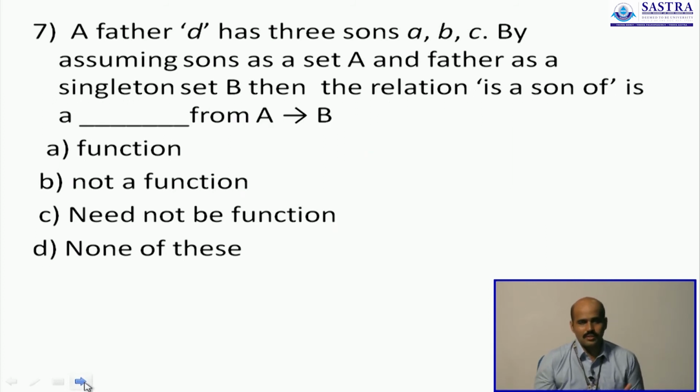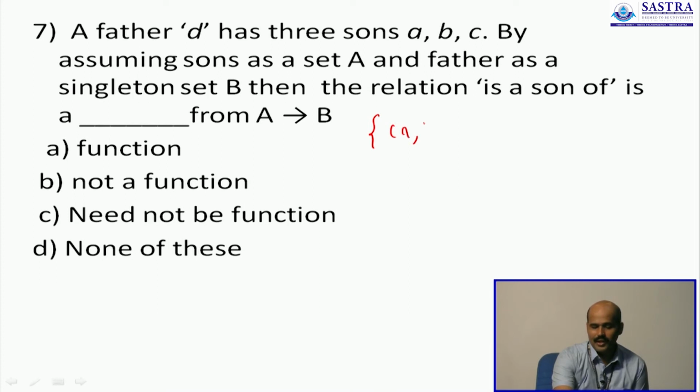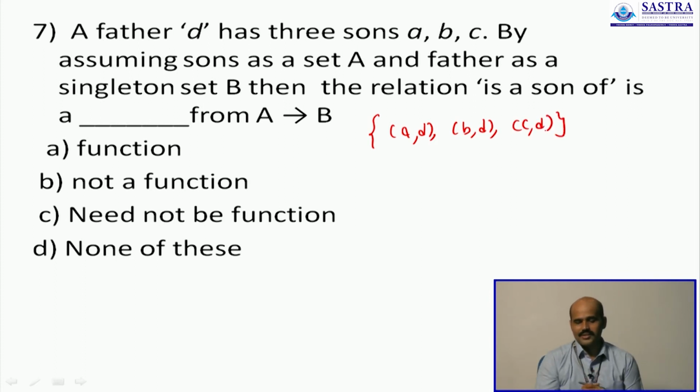Okay, now we'll just define this in another way. Father D has three sons A, B and C. By assuming the sons as a set A and the father as a singleton set B, the relation is a son of. Now this time the relation moves forward from A to B. So you'll have the ordered pairs like this. It will be A comma D, B comma D and C comma D, because A is a son of D, B is a son of D and C is a son of D. So that makes sense. So these three ordered pairs are what you will find in this relation.